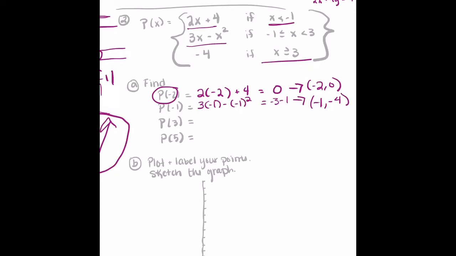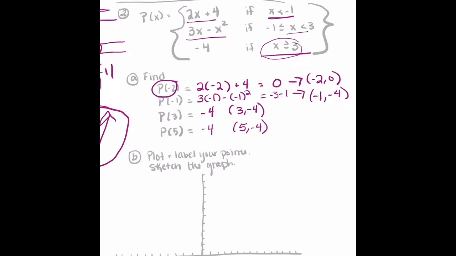Now we need to look for this 3. 3 is not less than 3. So it has to be this one here where it says x is greater than or equal to 3. So we just automatically know it's negative 4. And we can make our point 3, comma, negative 4. Now we need to find 5. And 5 is obviously greater than or equal to 3. So we will go ahead and plug our 4 in again here and get our point of 5, comma, negative 4.